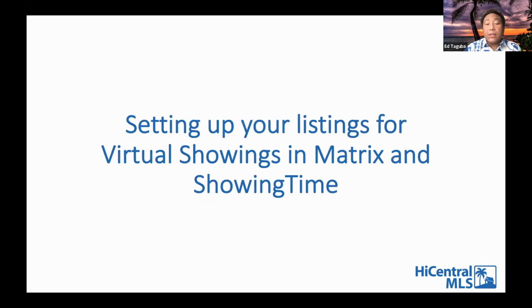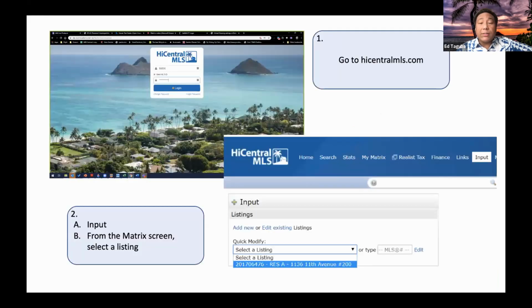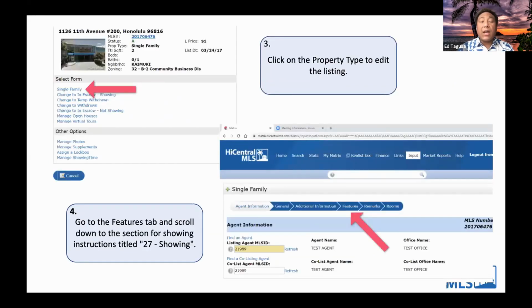All right, we're going to get into setting your listings for virtual showings in Matrix and ShowingTime. Any questions, again, feel free to ask them in the question box. This time I'm going to log into Matrix. Same thing, get into your input, click on input on the top, select your listing from the drop-down menu. And then this time we'll click on selecting the form, which in this example is single family.